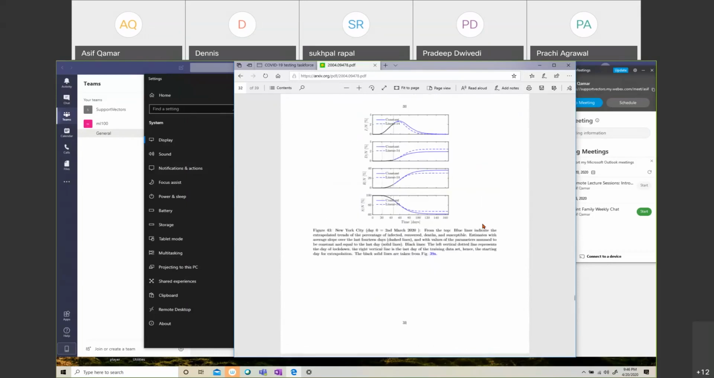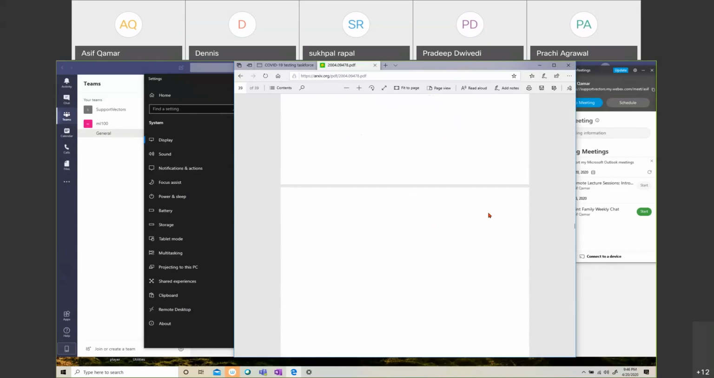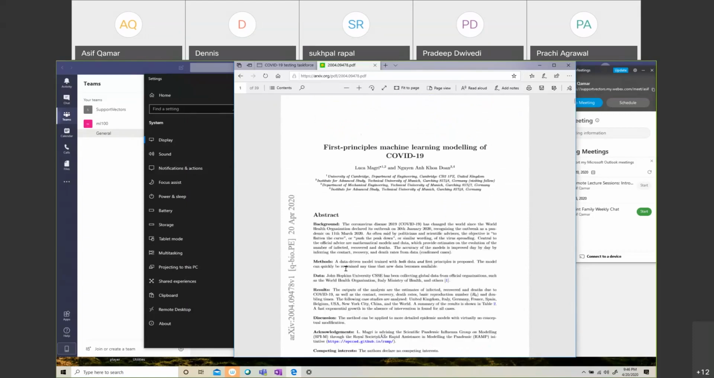So read the abstract of a paper, just read the abstract. The abstract says the corona disease has changed the world, and so on. As often said by politicians, the objective is to flatten the curve, etc. Central to the official advice are mathematical models which provide estimates.